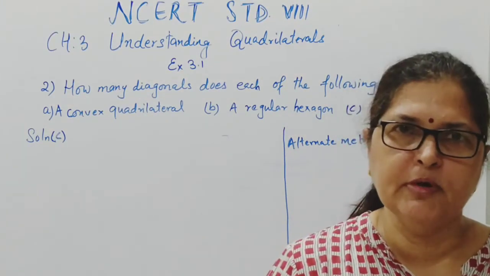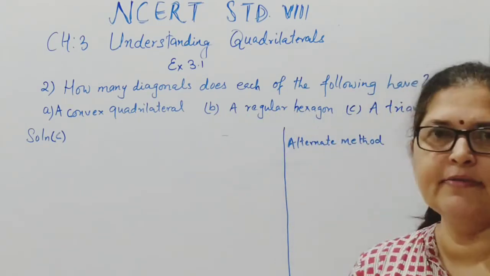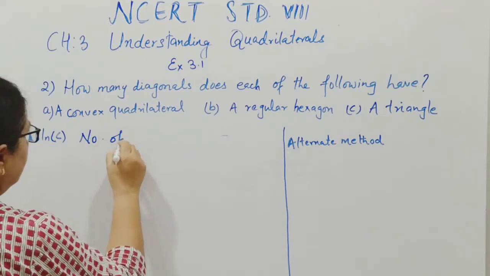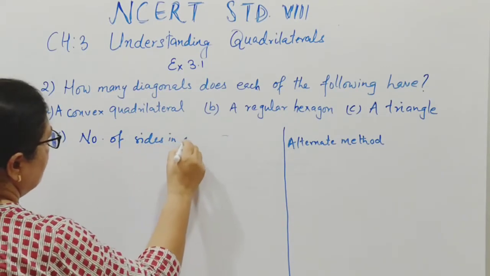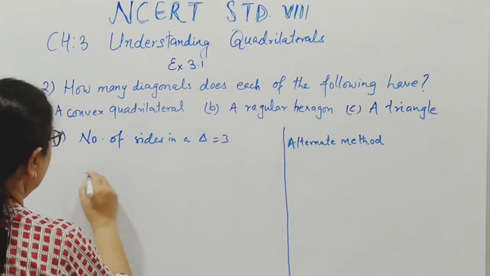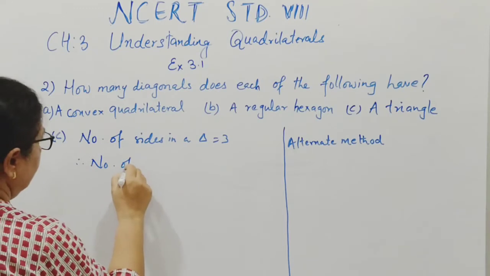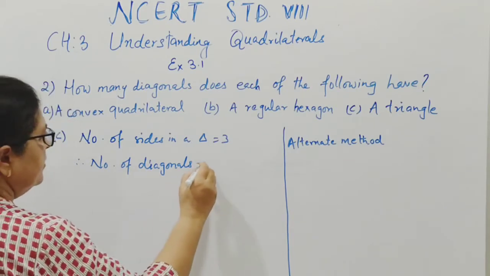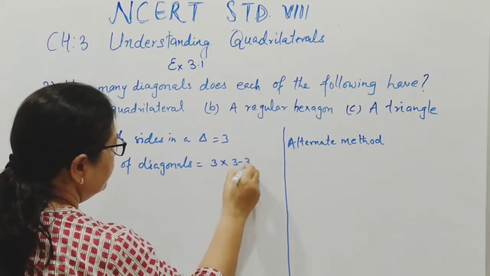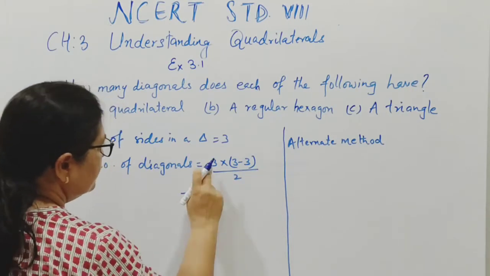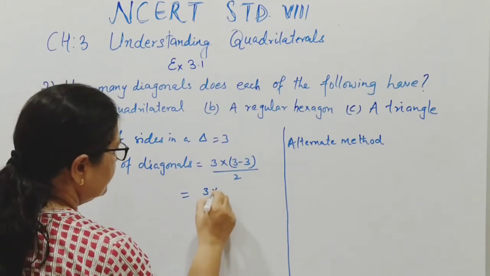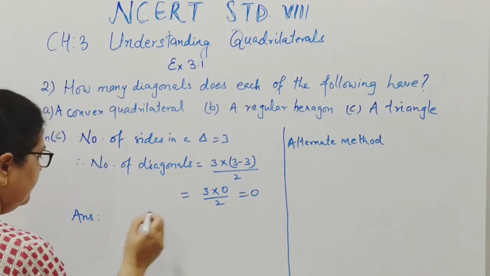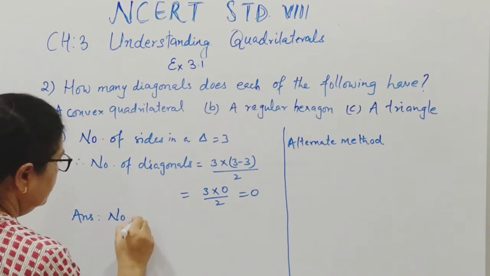Now, C part of question number 2. Here we have to find the number of diagonals in a triangle. We know that the number of sides in a triangle is 3. Therefore, number of diagonals is given by n into n minus 3 upon 2. So it is 3 into 3 minus 3 upon 2, that is 3 into 0 upon 2. So we get 0. Any number multiplied by 0 is 0. So a triangle has no diagonal.